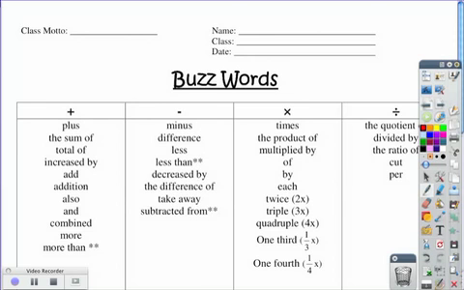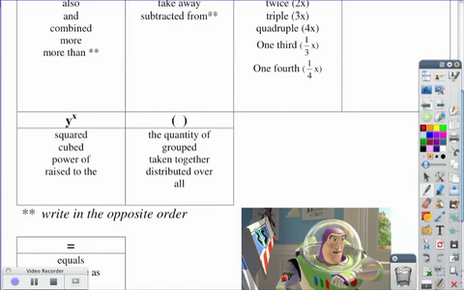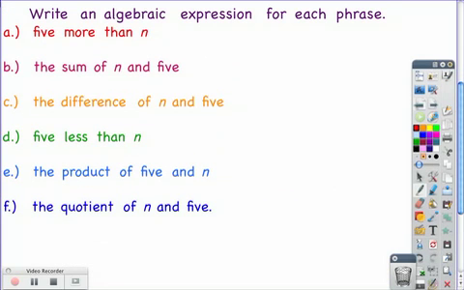Write an algebraic expression for each phrase. Part A, 5 more than n. More than is a buzzword for addition. It did have an asterisk, which means that we have to change the order. So while 5 comes first in this verbal expression, n comes first in my algebraic expression, n plus 5. Part B, the sum of n and 5. This one doesn't have an asterisk and represents addition, so I'm going to do n plus 5. Keep it in the same order.